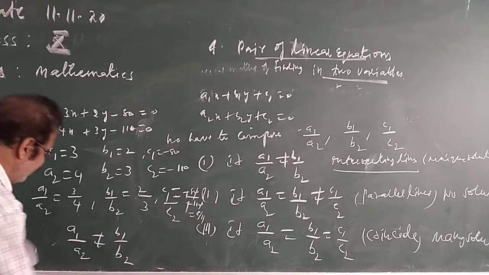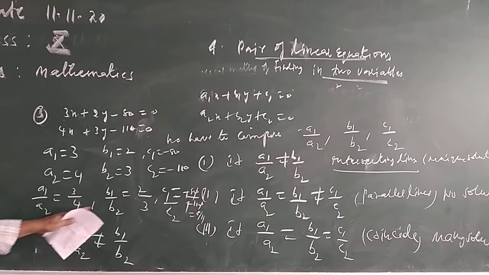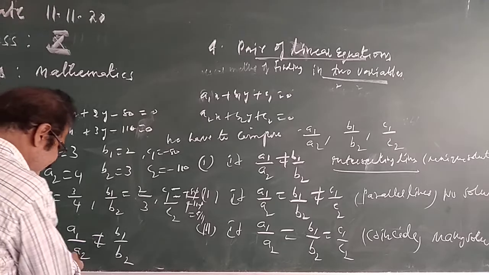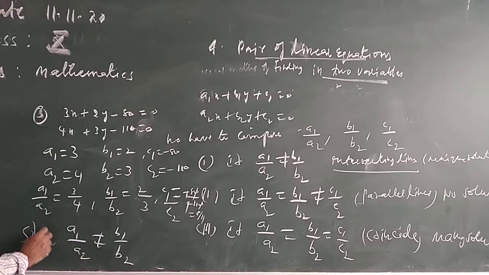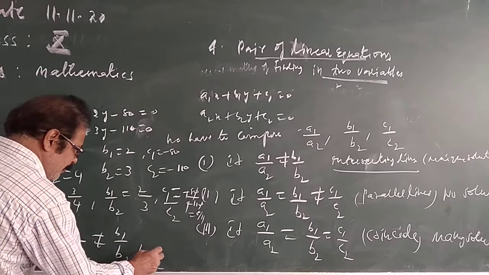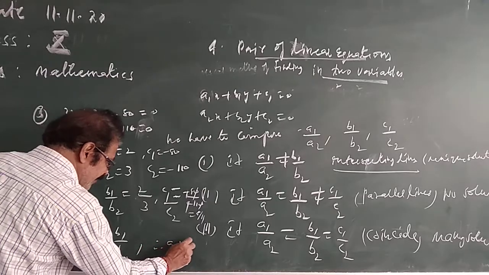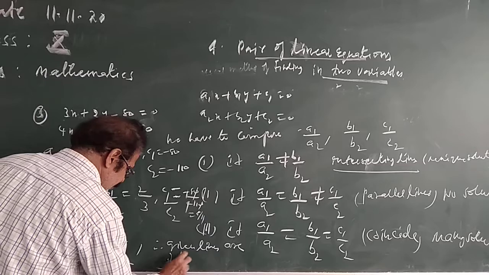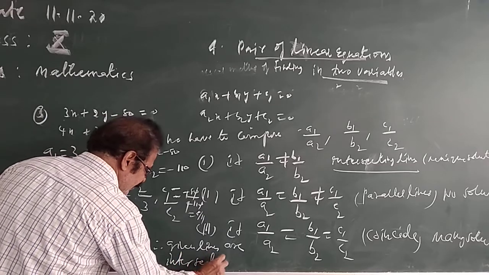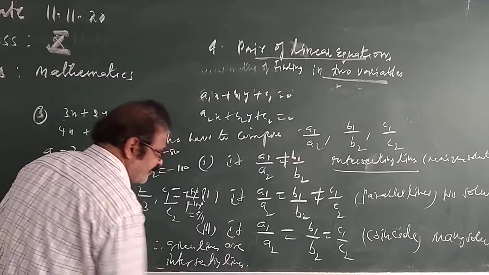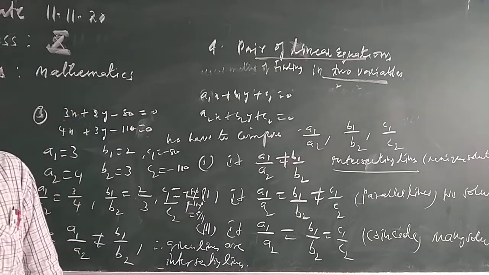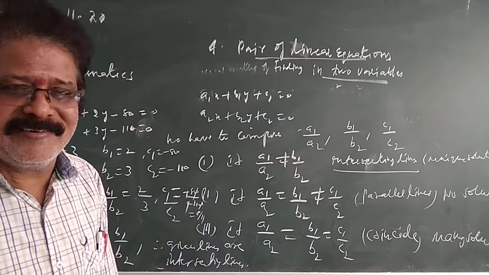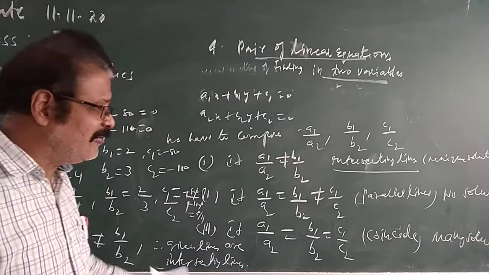They are not equal. So since A1 by A2 is not equal to B1 by B2, therefore given lines are intersecting lines. Intersecting means they have a unique solution. They are called consistent. Like that, you can verify.